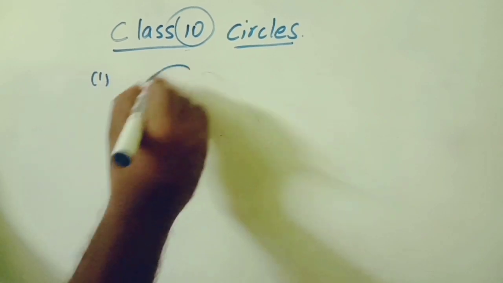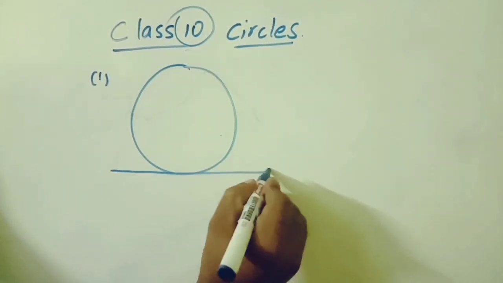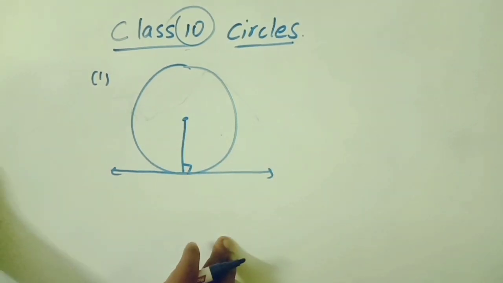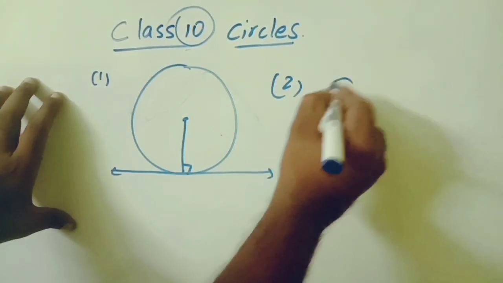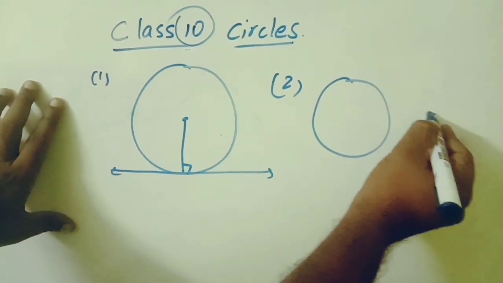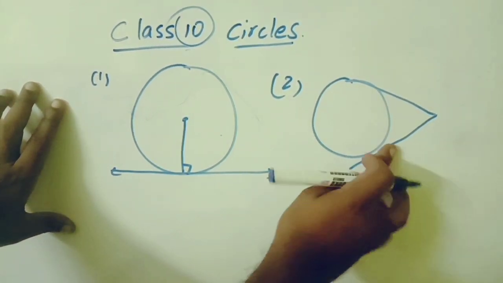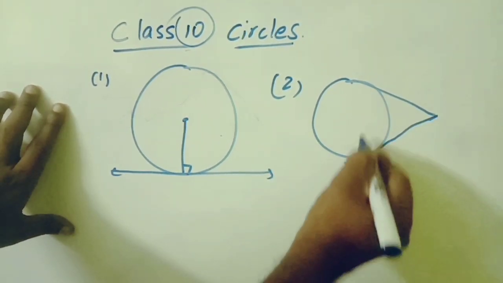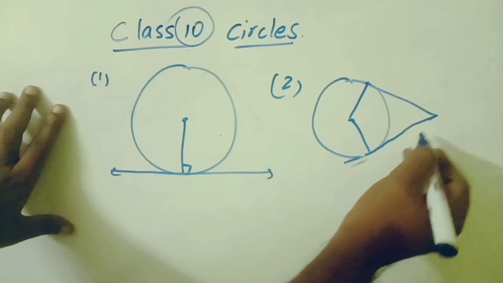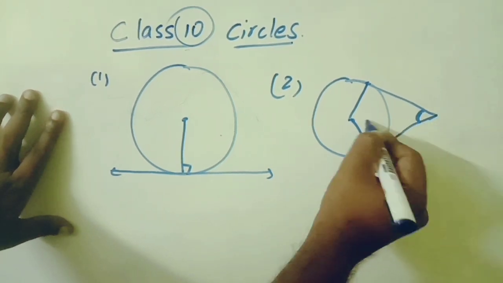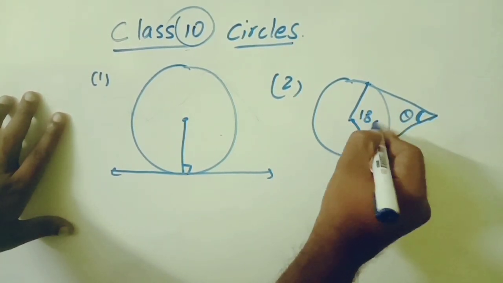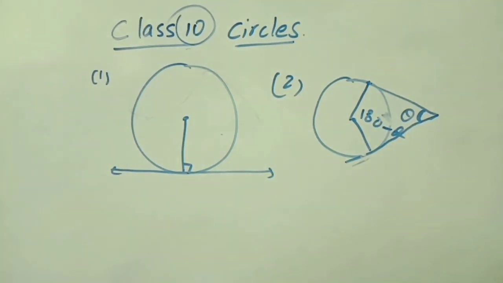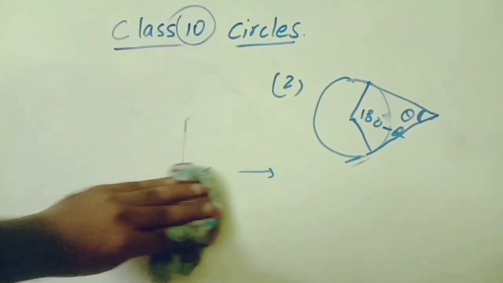Now, again I am revising those 2 properties once. First property is that the tangent and radius make a right angle. Second property is if I am drawing 2 tangents from a point, then the angle made at the center and the angle made by the tangents will be supplementary. If this is theta, this will be 180 minus theta. Clear? Now, let us see how sums will be given on this concept.